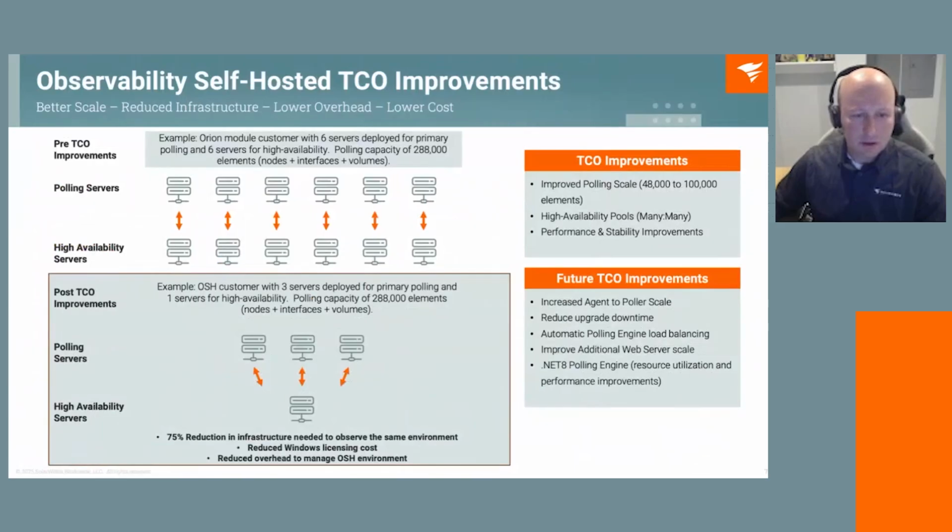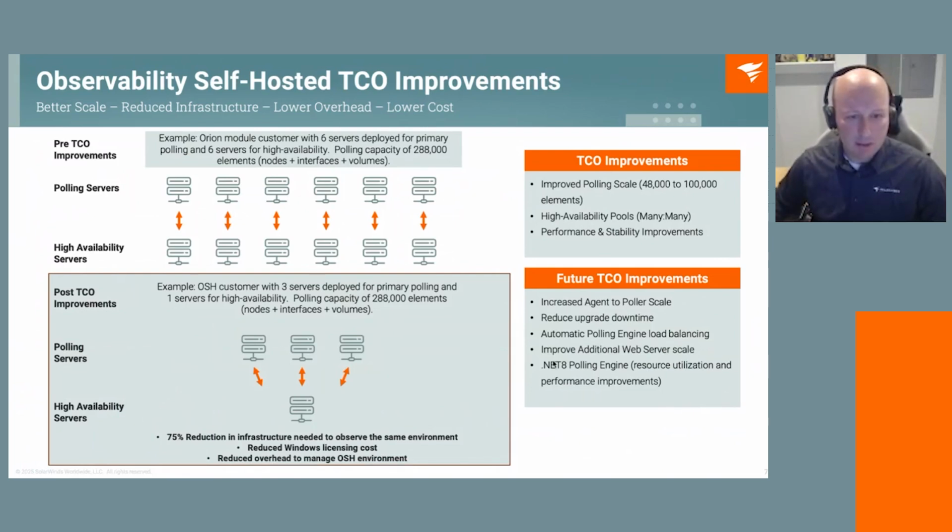The TCO story is one that we wanted to highlight real quick, and we'll spend just a few minutes on this slide talking about what that means, as we talked about increasing the scalability of a single polling engine and then encompassing some new features with high availability, and how that can actually affect a particular deployment in a really positive way.